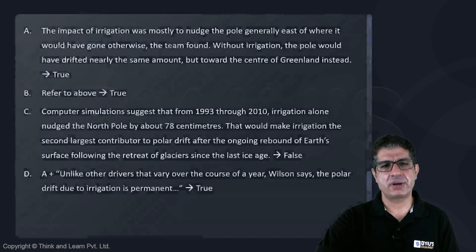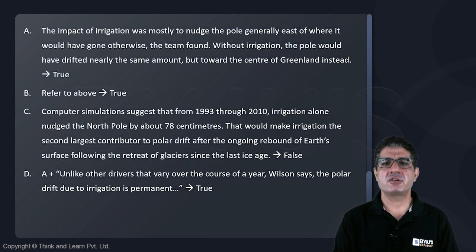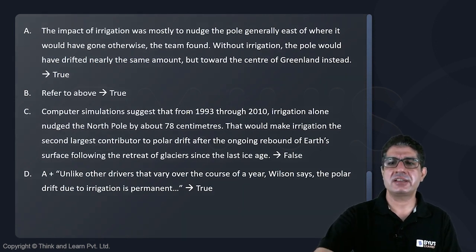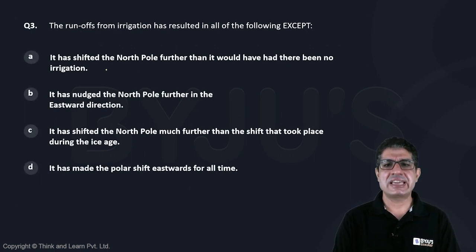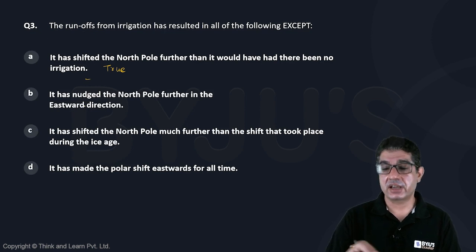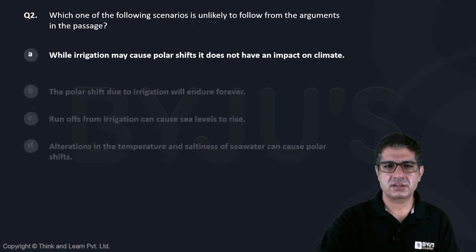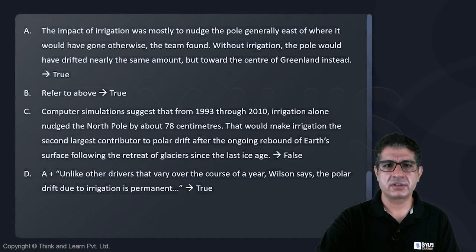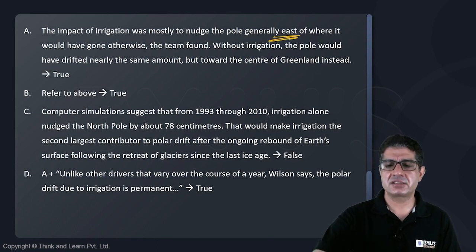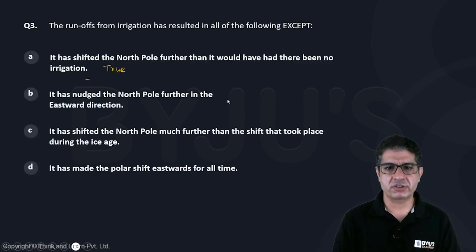Let's look at the relevant part. The impact of irrigation was mostly to nudge the pole generally east. Without irrigation, the pole would have drifted nearly the same amount, but towards the center of Greenland instead. So on the basis of this, we can say that this is true. Let me just take you to the right part once again. And then when it comes to B, the same thing. It has nudged it towards the east, right? So B is also true on the basis of this.